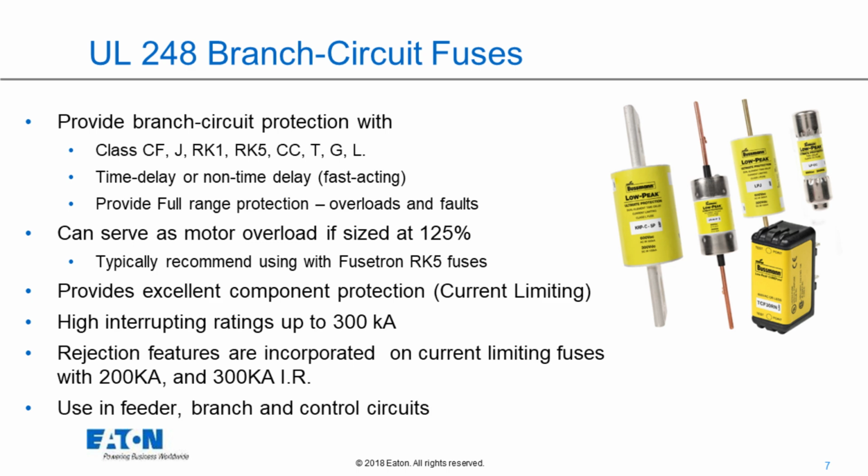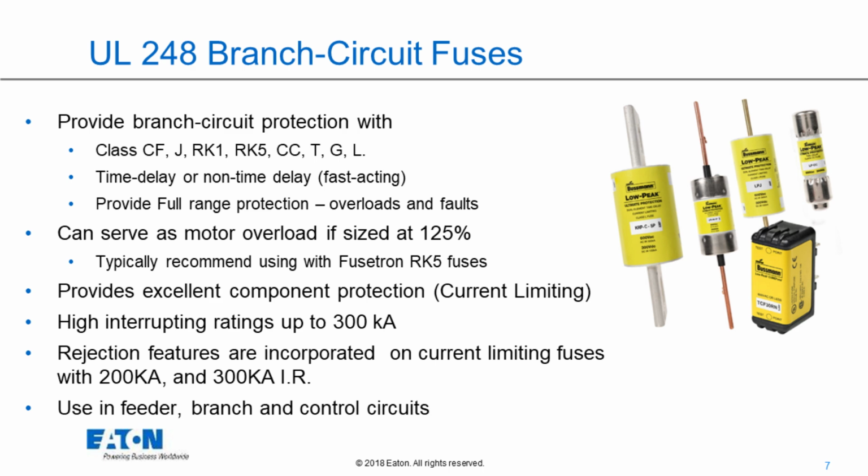Now the T fuse is a fast-acting fuse. The rest of them are dual-element time delay fuses. These provide full range protection for overloads and faults. They can serve as motor load protection. It's sized at 125%. We typically recommend using the RK5 for motor inrush time delay because it has the most time delay of any of the UL power fuses.